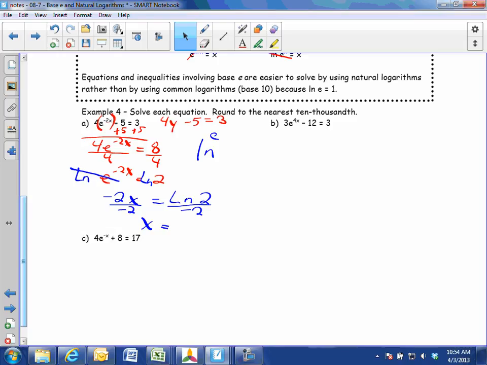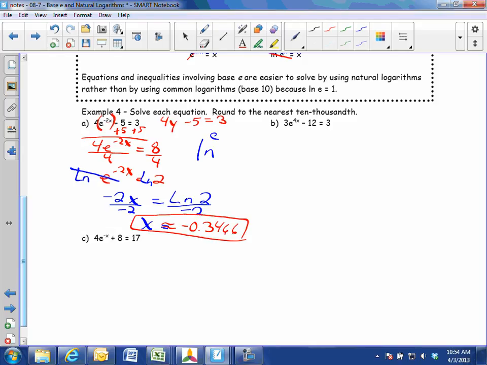Okay, got it? Awesome. So you guys know how to find it on your calculator? Alright, so what is x in this case? Negative 0.346. You're right. And again, round to the nearest ten-thousandth, so that means 4 places.